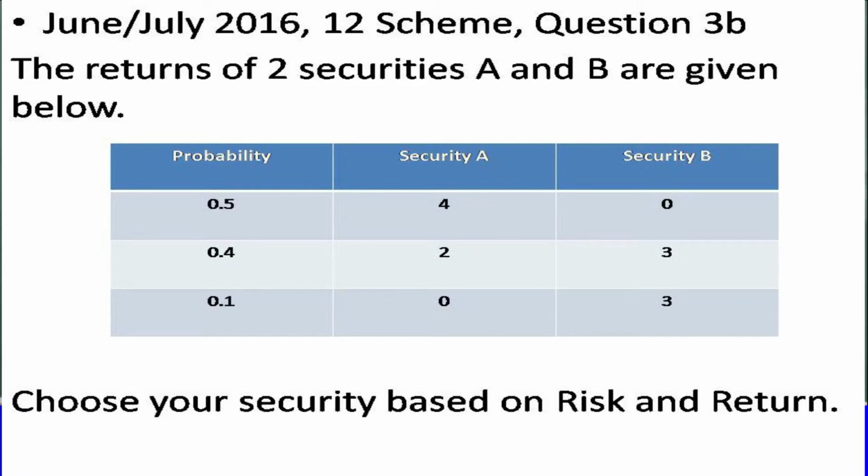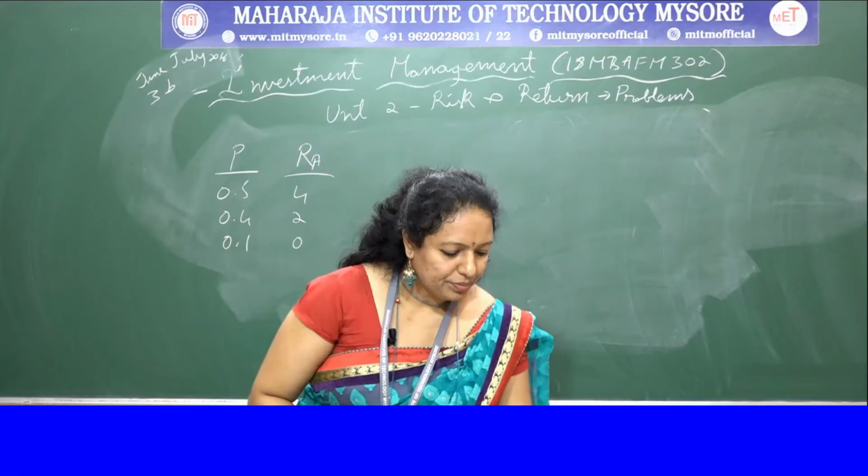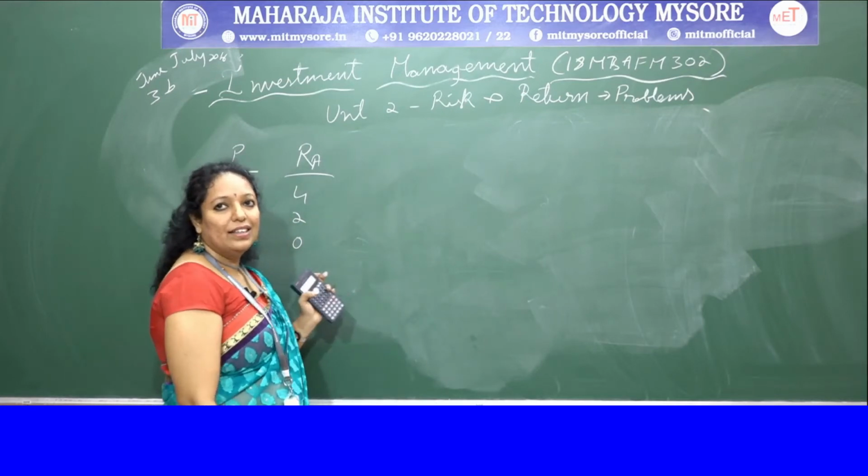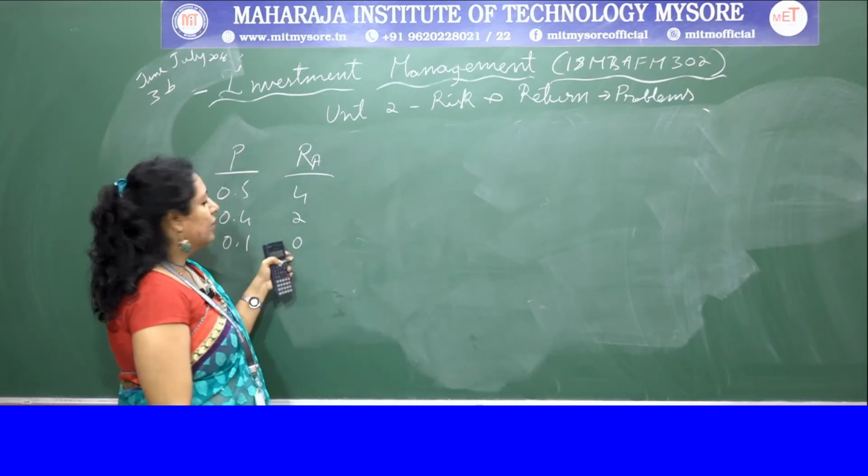For that, we have to write the answers. To do the answers, let's write down the problem first. So first I'll write the probability. Probability is 0.5, 0.4 and 0.1. Let's write the return of A security. A security is 4, 2 and 0. Okay, so we have written the details. Now let's start calculating the answer.